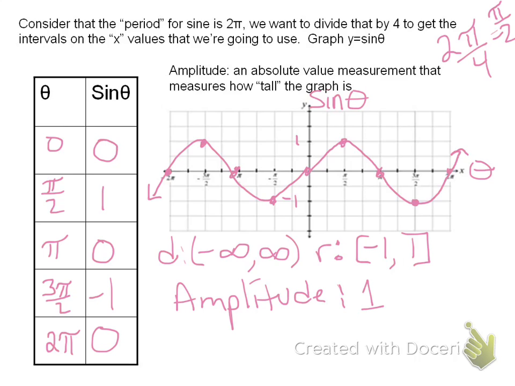So if we multiply to the outside, that's your vertical stretch or compression. If we add or subtract on the inside, that's your shift left and right. If we add or subtract to the outside, that's your shift up and down. So we're going to look at how that looks on the sine curve itself. Today we're just going to look at vertical stretches and vertical compressions.